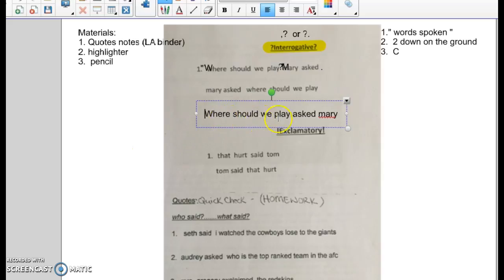Okay, oh, where should we play asked Mary? So same steps. Which words were said out loud? We already know. She said, where should we play? So that's where our quotes go.